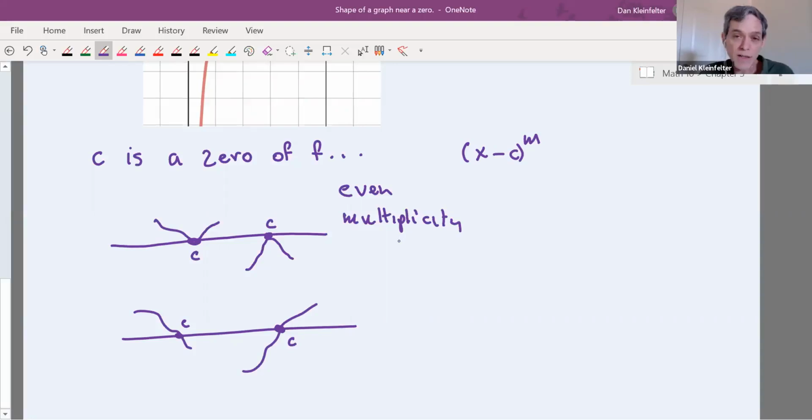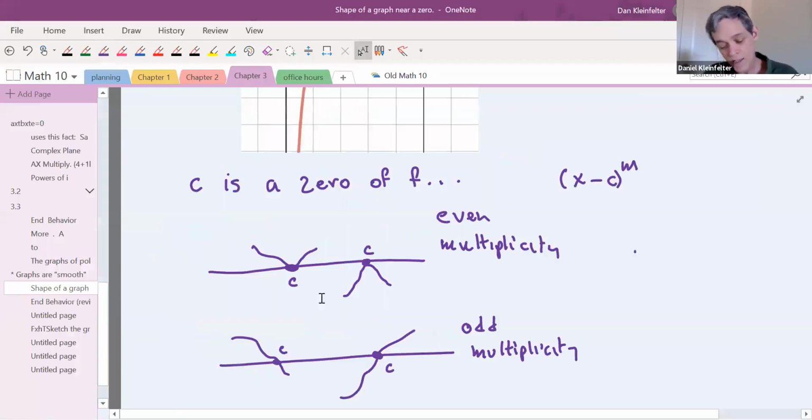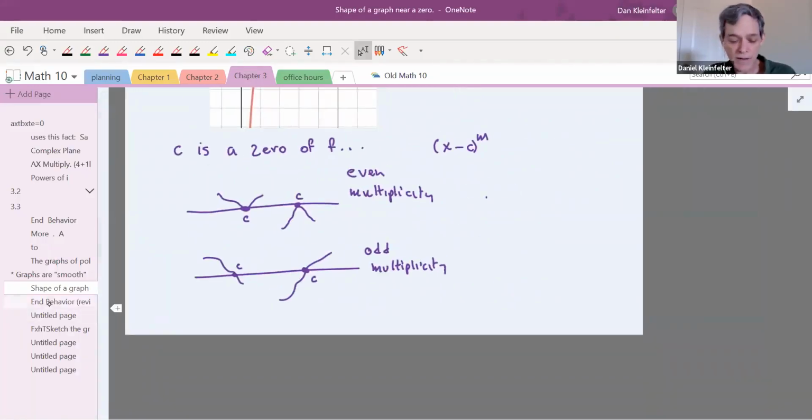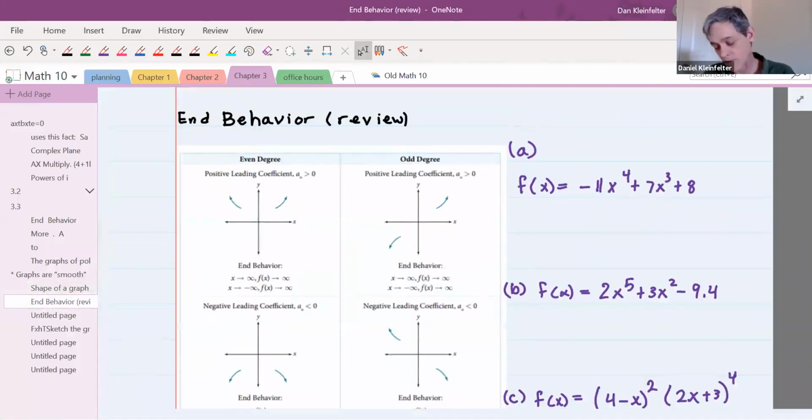If m is an even number, then the graph will just kind of bounce off the x-axis where the intercept occurs. If it's odd, then the graph will just kind of cross at its x-intercept. It could cross from above to below or below to above. That would take more work, but it's going to cross if it's odd multiplicity, and it'll just bounce off if it's even multiplicity. Okay. All right, so what we want to look at next is kind of to review end behavior a little bit. So let's see that.